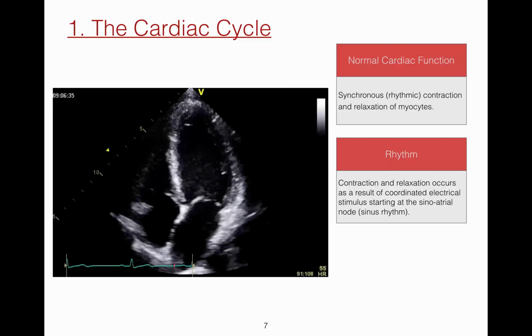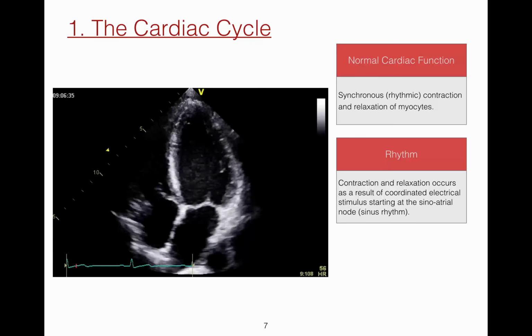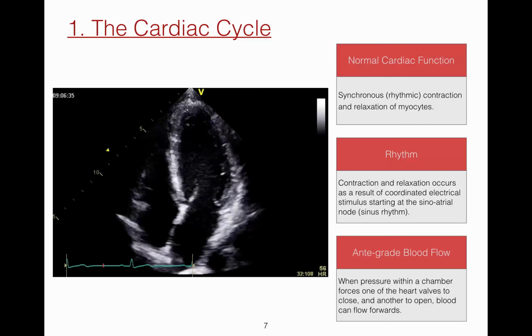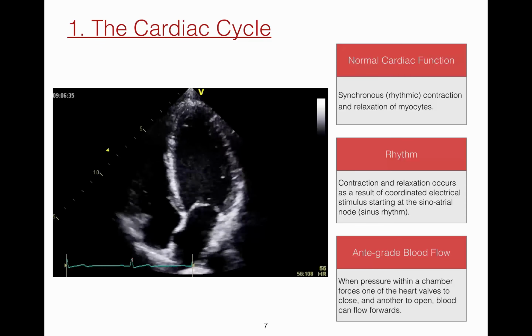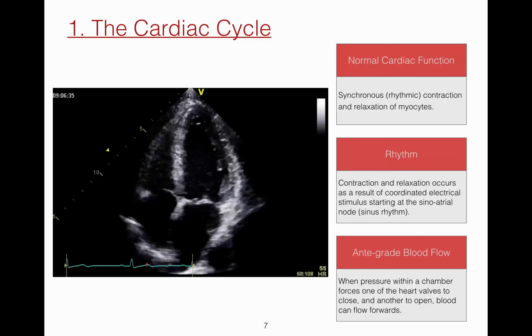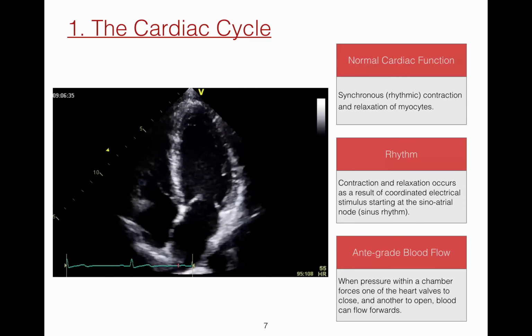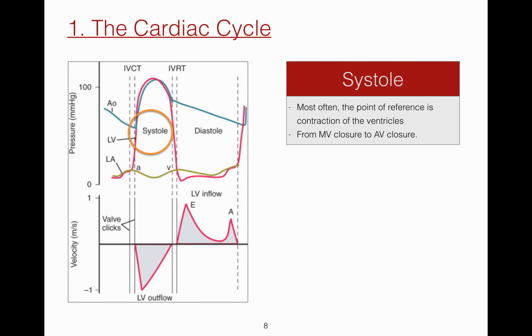This action occurs as a result of coordinated electrical stimulus starting at the sinoatrial node. Blood flow occurs when pressure within a chamber forces one of the heart valves to close and another to open. Normally, blood flow within the heart is antegrade, which means forward moving. Most often, when one uses the term systole, the point of reference is the contraction of the ventricles.